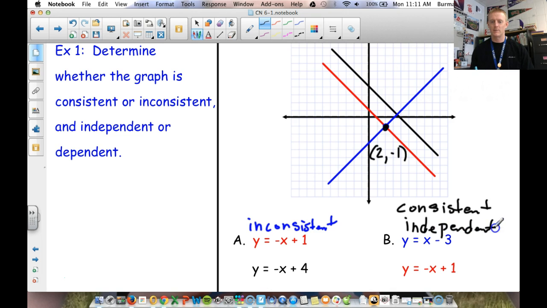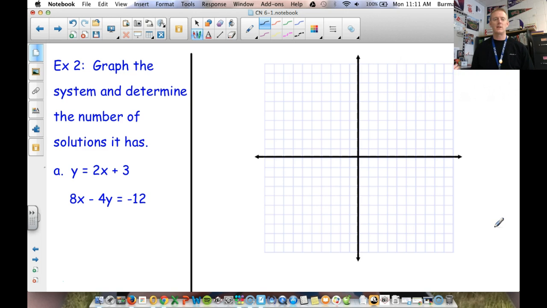Independent. All right, so that's the big idea with understanding the dependence or the consistency of our graphs. Now, for just graphing a system of equations, we want to put them into slope-intercept form. So like here is our first example. We have y equals 2x plus 3.